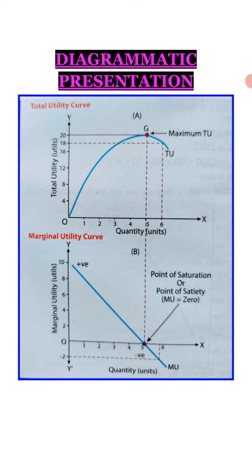So this is all for today. Today we have discussed the meaning of consumer, the meaning of utility, the measurement of cardinal and ordinal utility. Thereafter, the concept of utility, that is the total utility, marginal utility, and the relation between TU and MU. This is all for today.